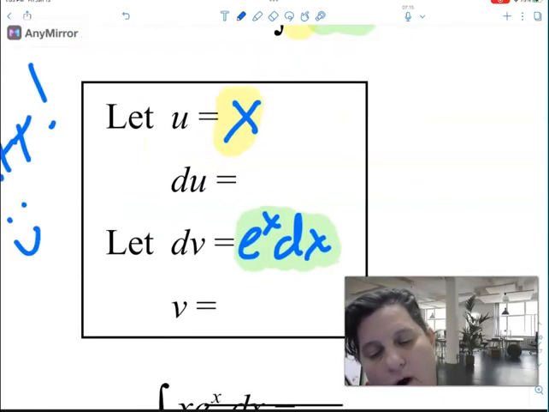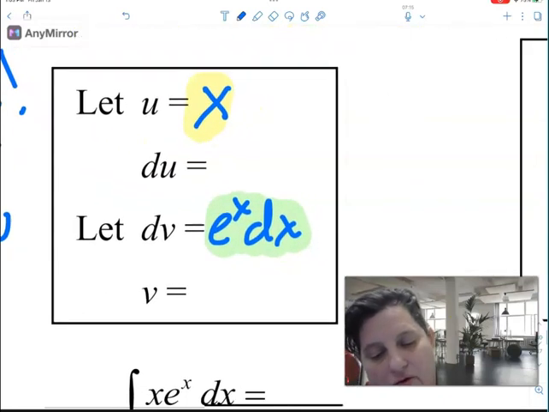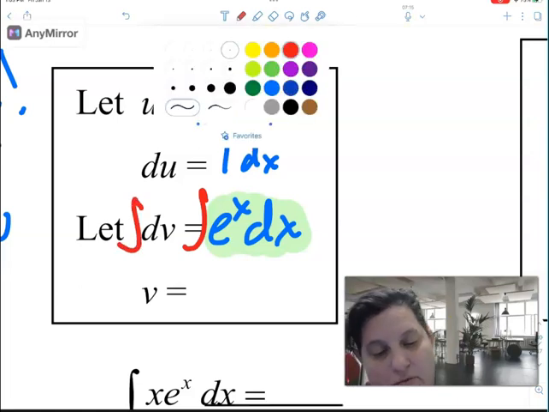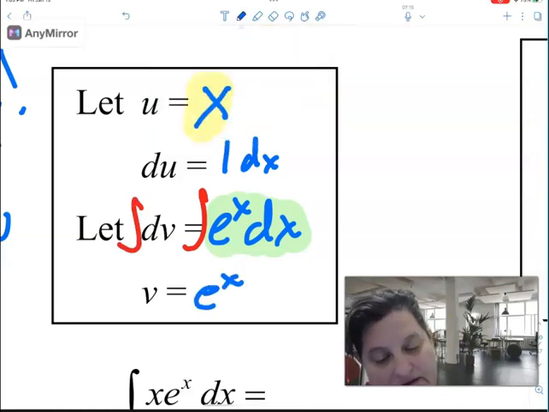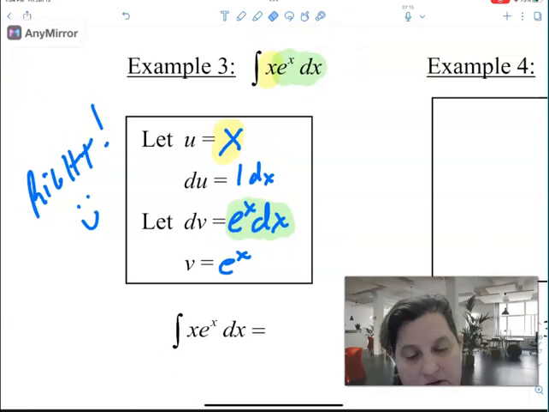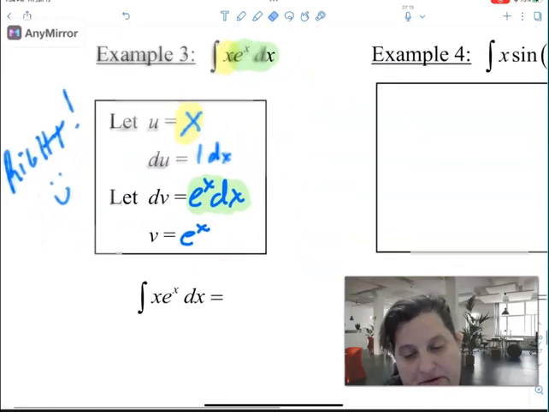What is the derivative of u with respect to x? So that's du, that's 1 dx. You guys know how to do that. And then what's the integral, because now I'm going backwards, of e to the x? Well, we like this because the integral of e to the x is e to the x, and when we integrate, a dv and a dx go away. So I've got all my different parts.